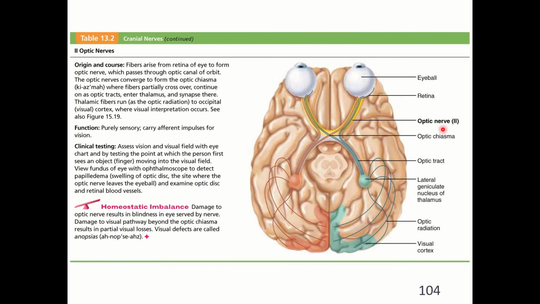Cranial nerve number 2 is your optic nerve. Their function is purely sensory, and they carry afferent impulses for vision. And so here they cross at the optic chiasm. This is a beautiful picture showing them going through the thalamus before being sent to the primary visual cortex. Damage to the optic nerve will result in blindness in the eye served by that particular nerve. Damage to the visual pathway beyond the optic chiasm results in partial visual losses, and visual defects are called anopsias.